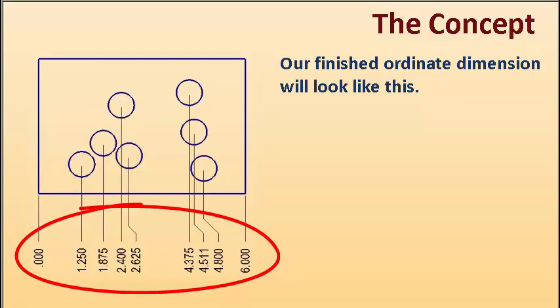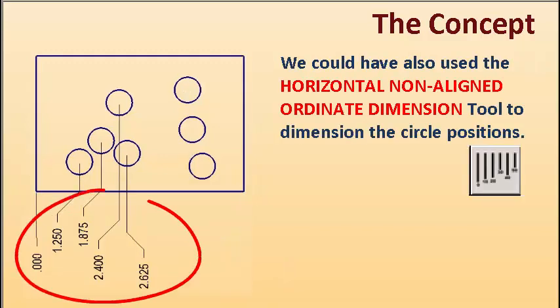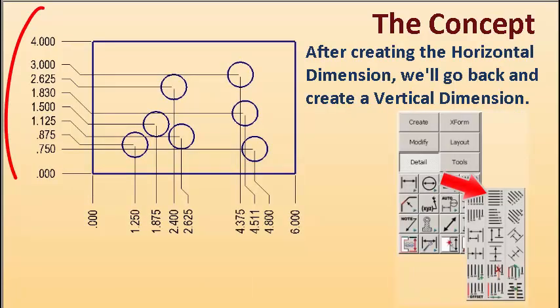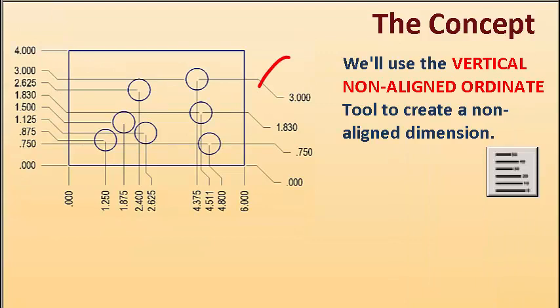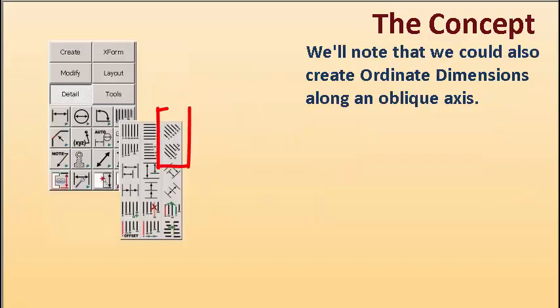Our finished ordinate dimension will look like this. We could have also used the horizontal non-aligned ordinate dimension tool to dimension the circle positions. After creating the horizontal dimension, we'll go back and create a vertical dimension. Then we'll use the vertical non-aligned ordinate tool to create a non-aligned dimension. We'll note that we could also create ordinate dimensions along an oblique axis.